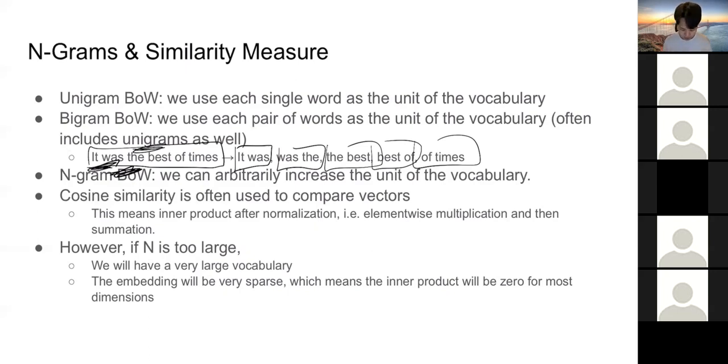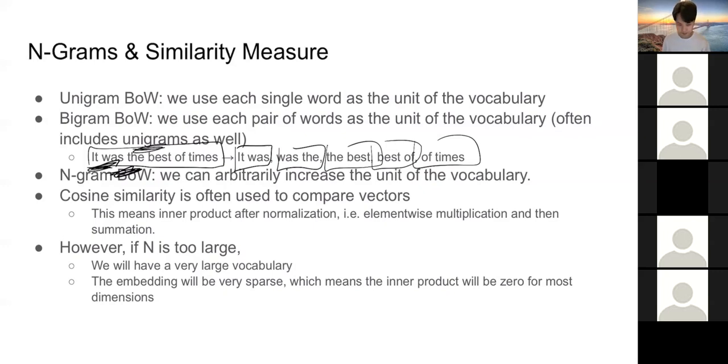And of course, we can make this arbitrarily large. We can just continue increasing the length of the unit of the vocab. If we increase that to n, then we call it n-gram bag of words. And after we have done that, how can we measure similarity?